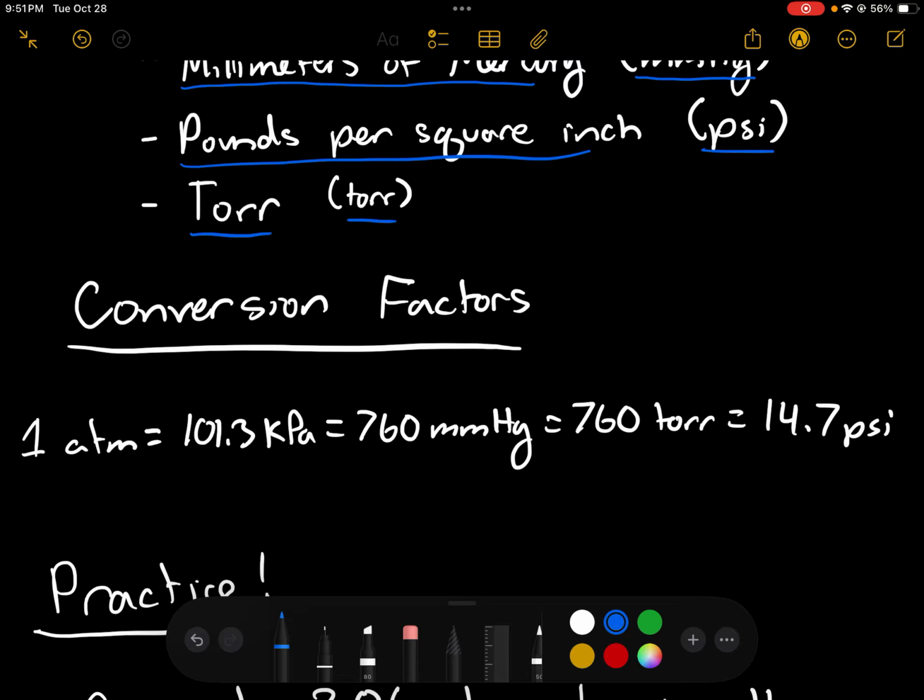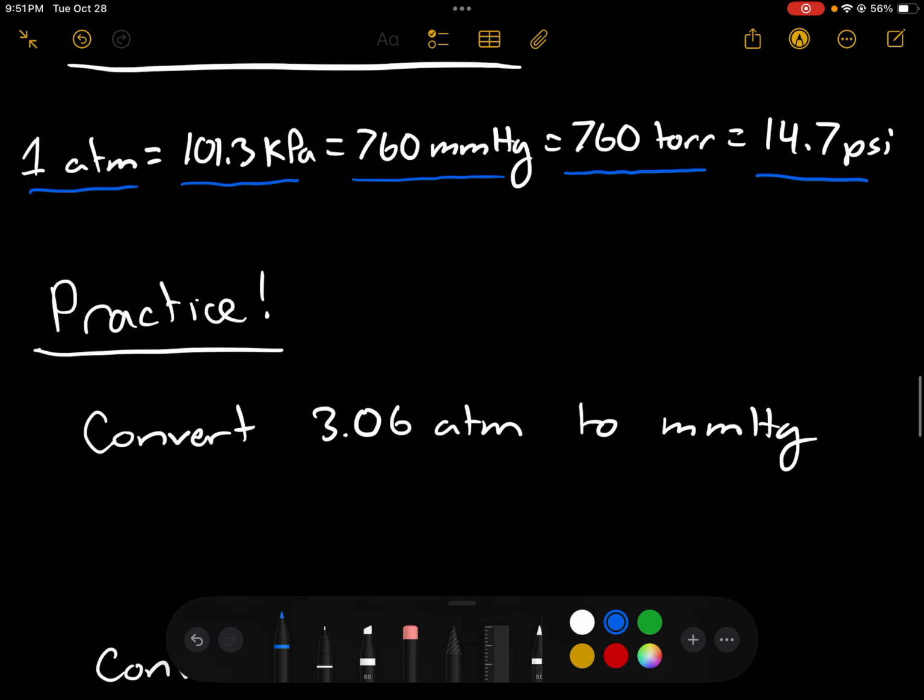To convert between pressure units, because again, shockingly, you're going to have to do conversions in this class, here are the conversion factors. 1 atmosphere of pressure is equal to 101.3 kilopascals of pressure, which is equal to 760 millimeters of mercury, which is equal to 760 torr, which is equal to 14.7 psi. All of those numbers equal all of those other numbers. That is the exact same amount of pressure written 5 different ways. And you're going to use those equivalencies to convert between them in dimensional analysis fashion.